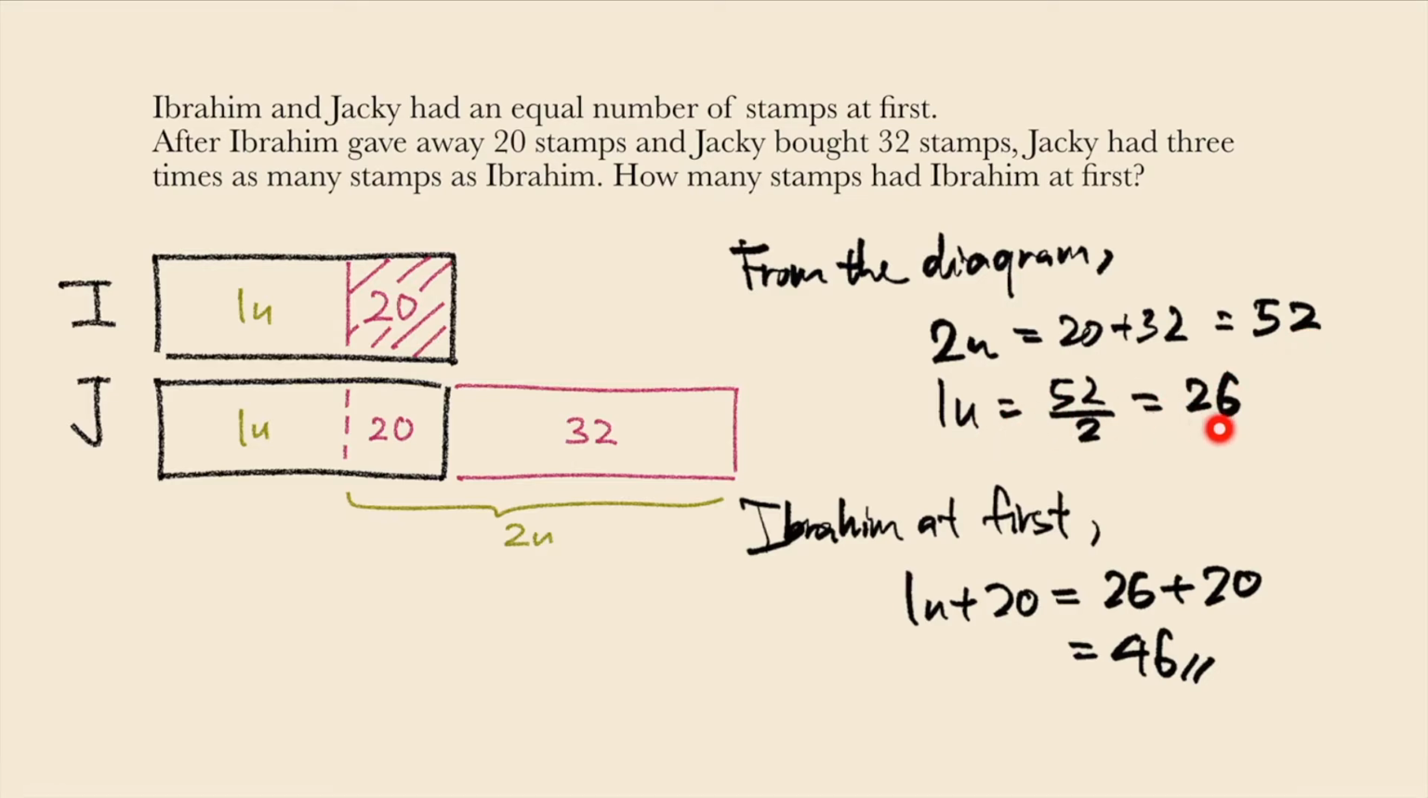Half that, we'll get 1 unit being 26. Now, the question asks, how many did Ibrahim have at first? So this is including the 20 that was given away. So therefore, 1U plus 20 gives us 46.